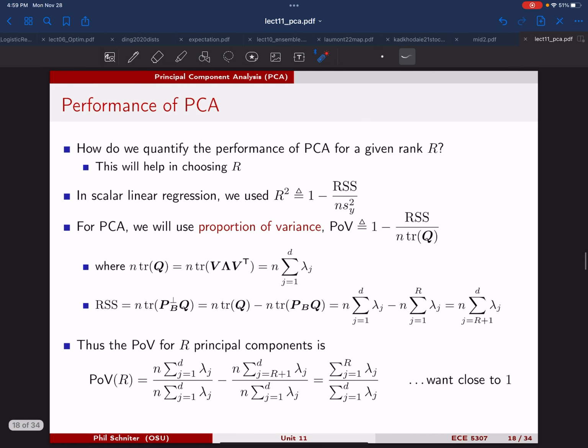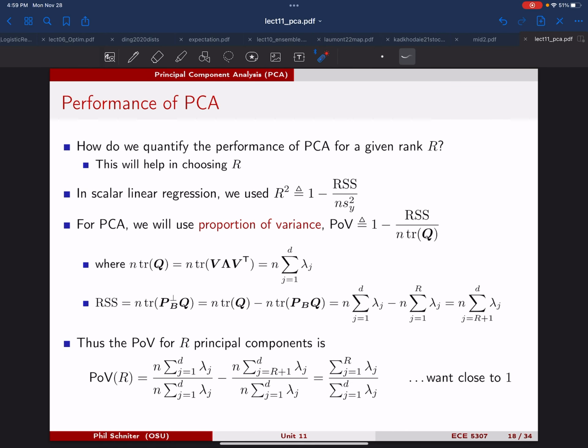Just one last slide about how do we know how well PCA works? Like when we studied linear regression, we did something similar. We wanted to know how good our linear regression model was, and in that case we used R squared, which is 1 minus the RSS over the total variance. For PCA, it's essentially the same idea. It's 1 minus RSS over, here we have n trace Q.